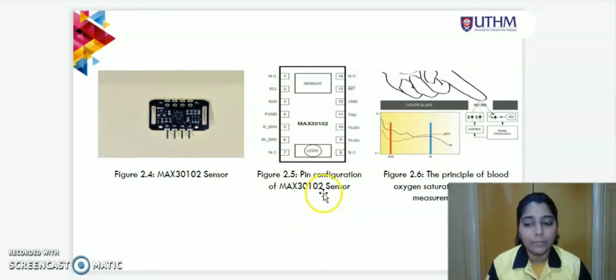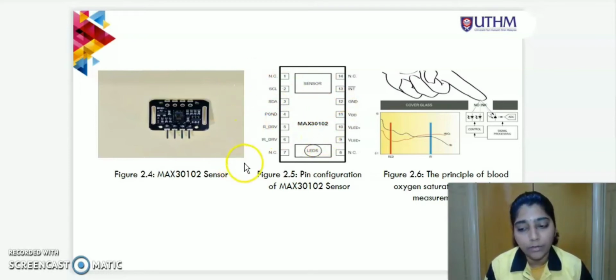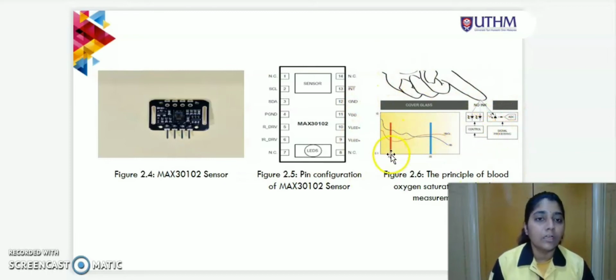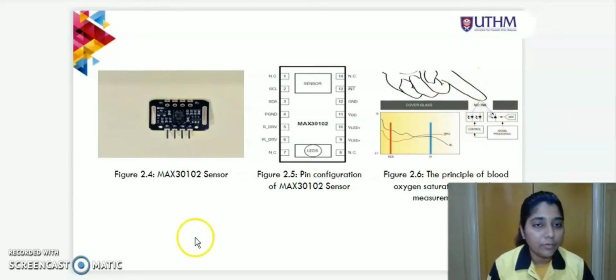In this project, I'm going to use the SCL pin that acts as the I2C clock input, the SDA pin that acts as the I2C data, the ground pin, which will be connected to ground, and the VDD that acts as the power input. This figure shows the principle of blood oxygen saturation and pulse measurement. The sensor works on the concept of absorption of red light and infrared light, and the photodiode converts the light into current.